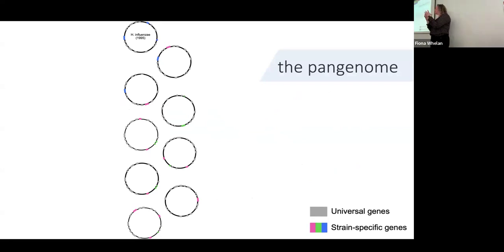So the idea is that within a given taxonomic group, usually a species, there are core genes, these gray ones that we see across all individuals within that species, but also strain-specific genes, or genes that are in some proportion of those genomes, that we call accessory genes. And collectively, the whole thing is a pangenome.